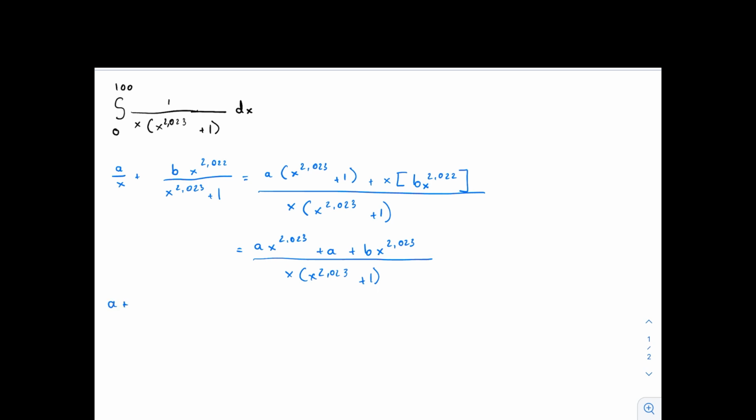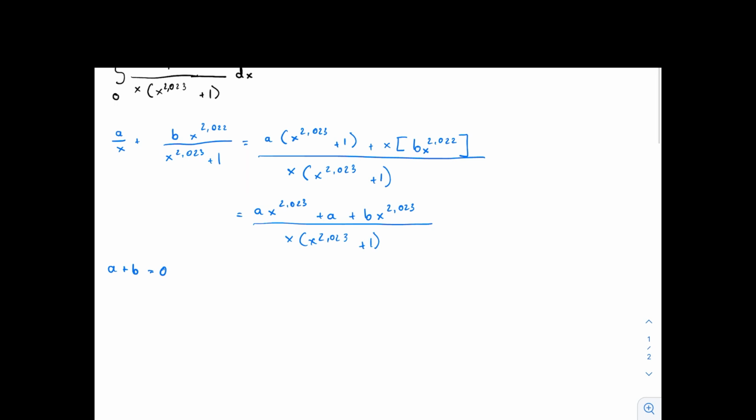A plus b equals 0 because a and b are the coefficients of x to the 2023 power, and in the numerator of the integrand we don't have any terms with x to the power of 2023, and a equals 1 because a is a constant term and we have the value 1 in our integrand. Therefore, we can say 1 plus b equals 0 and b equals negative 1.